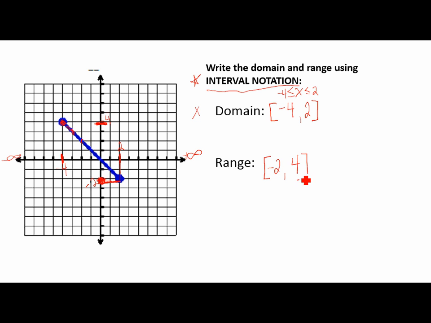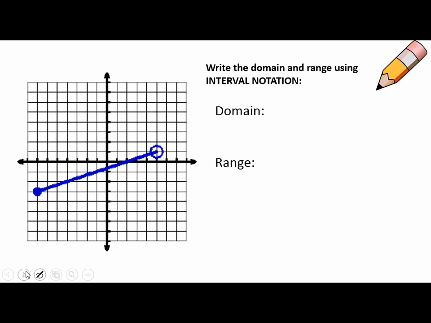And again, the brackets mean that they stop and start at those exact numbers. So that's what interval notation looks like. Again, it doesn't have greater thans, less thans, although it means the same thing. It's just a different way to write them. So this one I'd like you to get in your notes. We are going to write the domain and range again using interval notation. So same idea, domain is the x values and range is the y's.